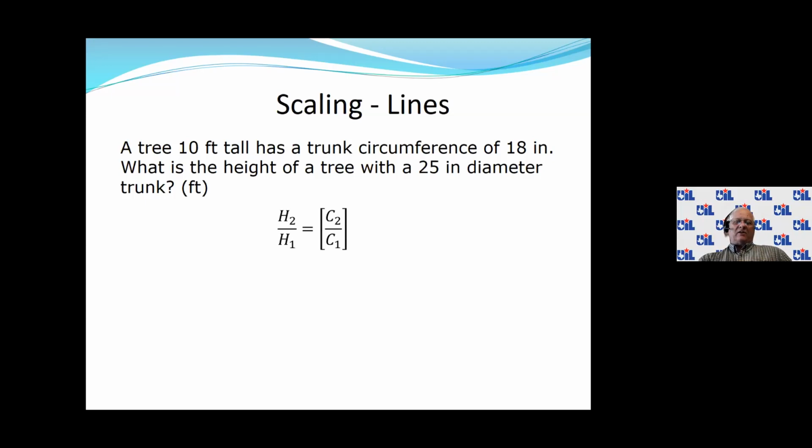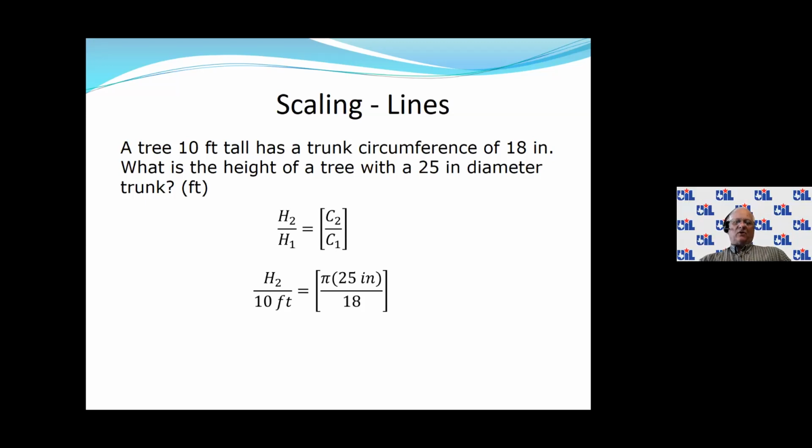So what we can do is I can say, in this case, any length on the object is proportional to any other length. So in this case, I'm relating the height of the tree H to the circumference C. I just pick the circumference. You can pick the diameter too. That works just fine. So in this case, I want to know the height of the new tree, I call H2.